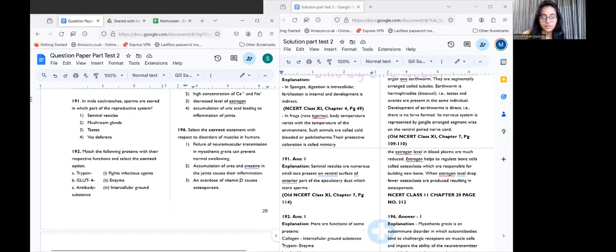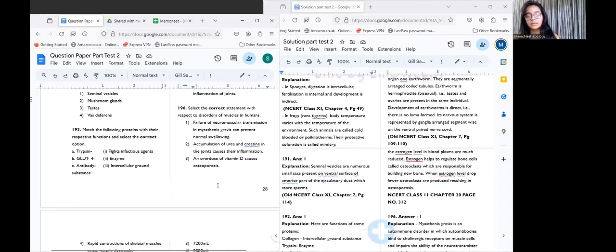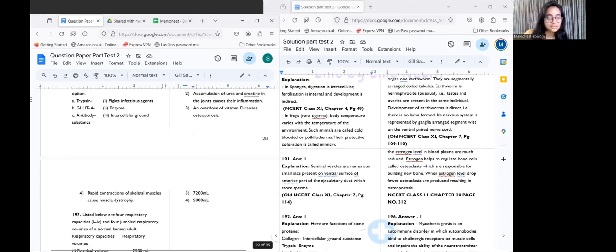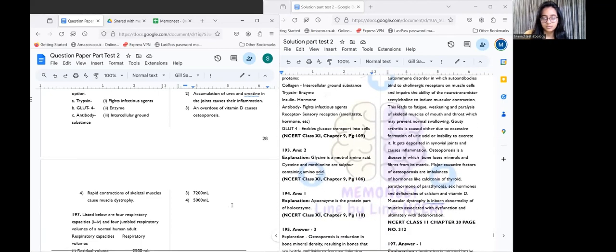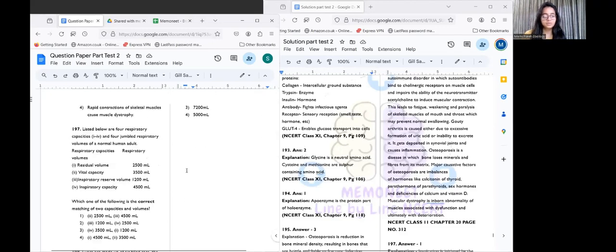Accumulation of urea and creatinine causes their inflammation. No, this statement is wrong. An overdose of vitamin D causes osteoporosis. No. Decrease in vitamin D causes osteoporosis. Rapid contraction of skeletal muscles causes muscular dystrophy. This statement is wrong as well. Muscular dystrophy is an inborn abnormality of the muscles associated with dysfunction, ultimately deterioration.